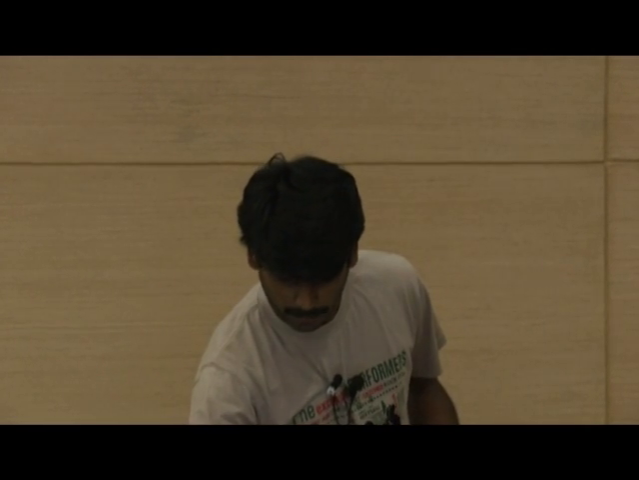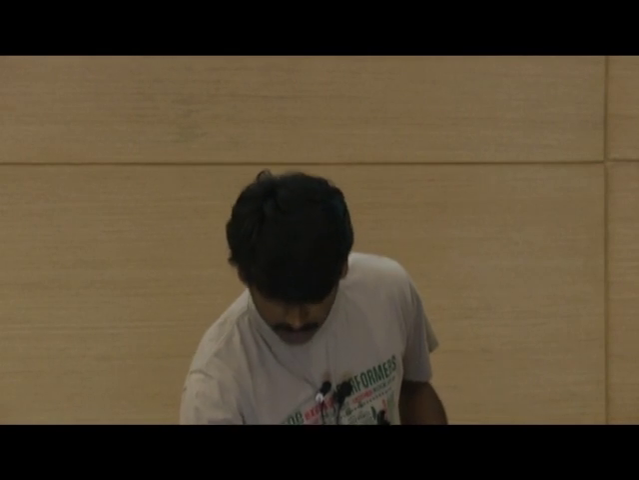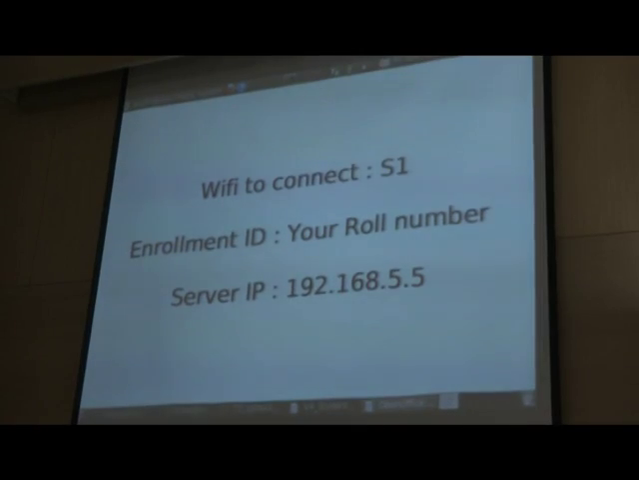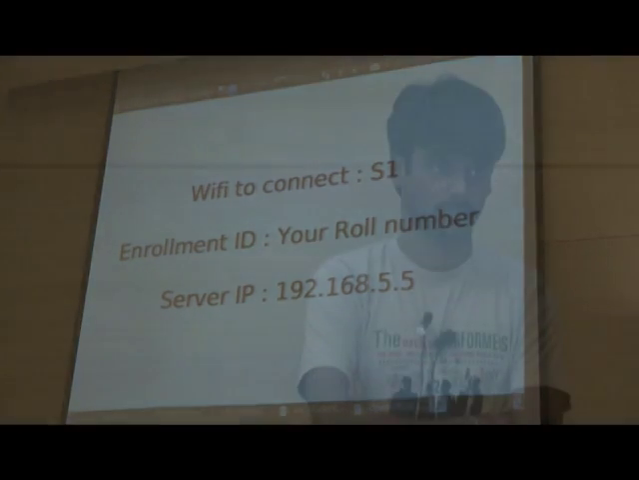Here you have to enter your details. In the enrollment ID, you have to enter your roll number. Everyone has a unique roll number. You have to enter that roll number. Then the server IP, which is displayed on the screen. After entering these details, you have to go for connect.